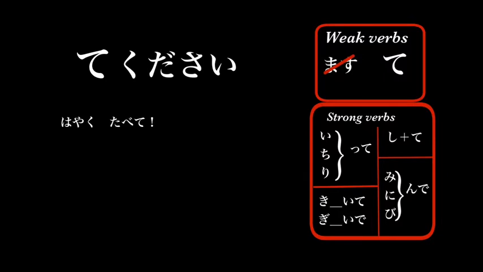Other examples of common terms, shizuka meaning quiet. Shizuka ni shite, be quiet, do it quietly. You may also hear somebody say, listen to the teacher. Teacher, of course, is sensei. Sensei ni kiite. Just using the te form of kikimasu to listen. Listen to the teacher.